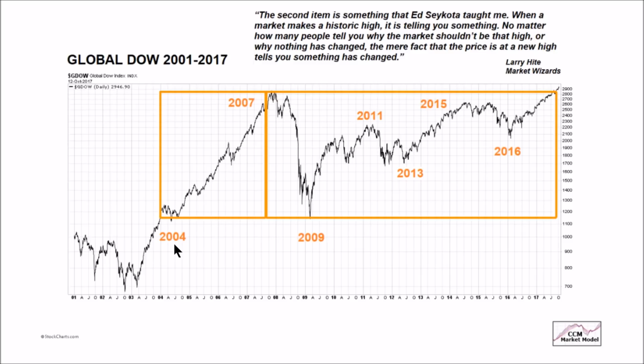Price entered the box in 2004, went to the top of the box and was rejected in 2007, went all the way down to the bottom of the box again in 2009, and then since then has basically been treading water between this point here and this point here until recently, calendar year 2017, we get a bullish breakout from a long-term consolidation period. And we know that no matter how many people tell you why the market shouldn't be that high or why nothing has changed, the mere fact that price is at a new high tells you something has changed. Therefore, we are bullish and we like foreign stocks.